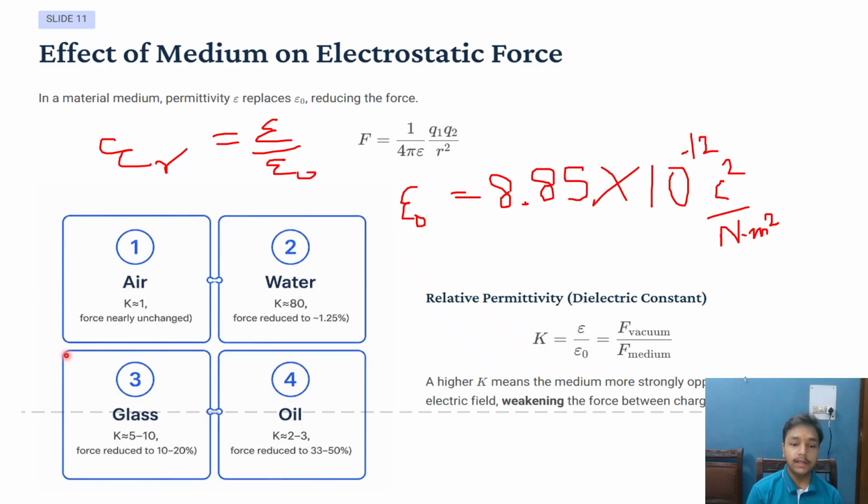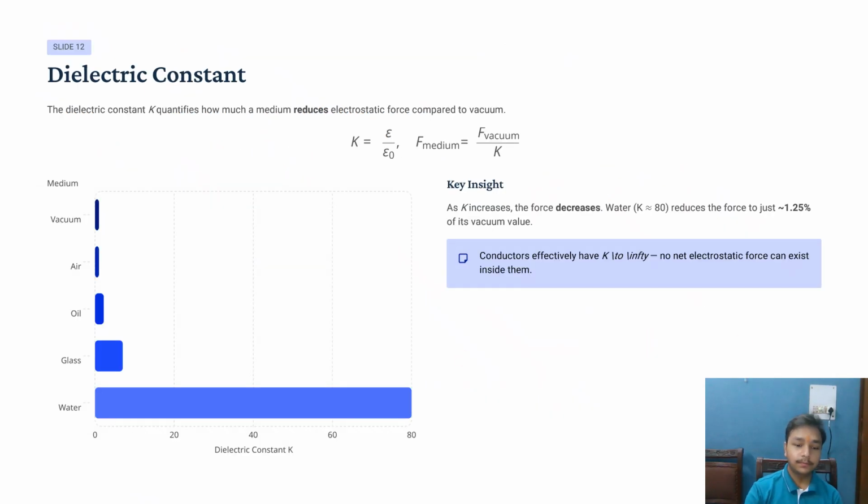So we can say when any two charges are placed in vacuum, okay, or air, the force experienced by the charges can be given as force in the air is equal to 1 by 4 pi epsilon naught into Q1 Q2 by R square. So when these charges are submerged in a medium having dielectric constant epsilon r, then force in a medium is equal to force in a vacuum divided by K. So as K increases, the force decreases, okay. Conductors effectively have K tending to infinity, so no net electrostatic force can exist inside them, okay.